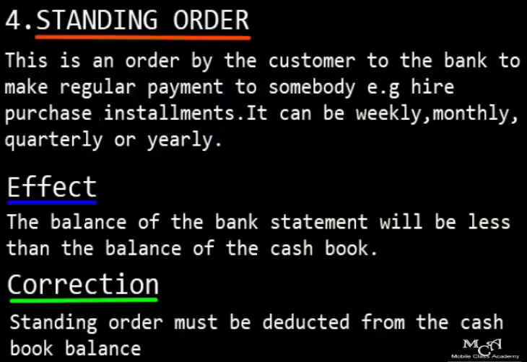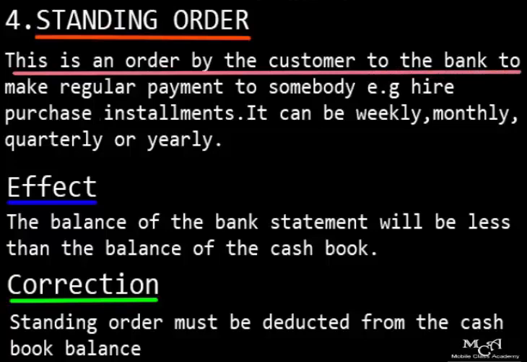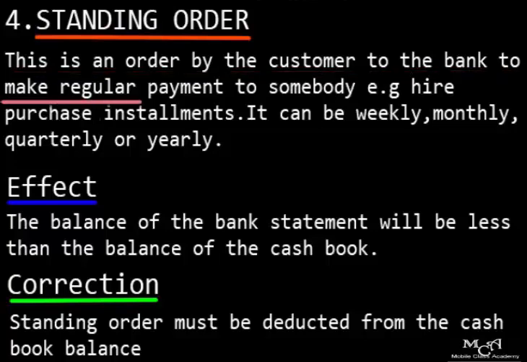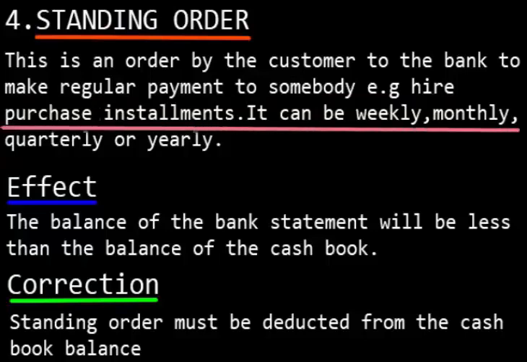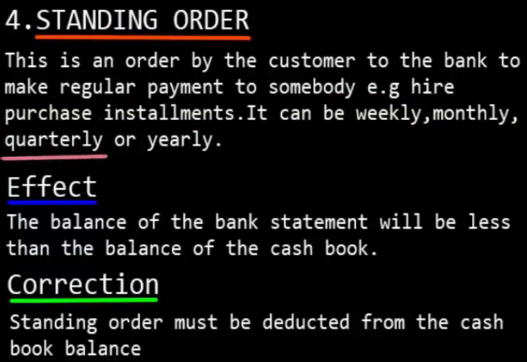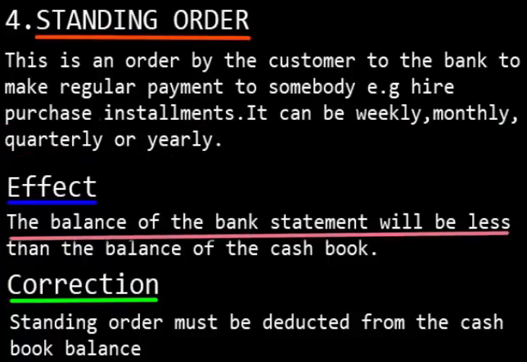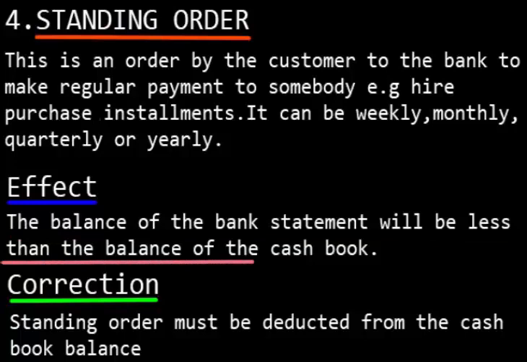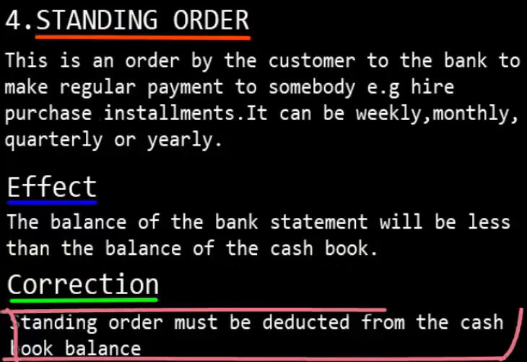Next, let's look at standing order. This is an order by the customer to the bank to make regular payments to somebody, for example, hire purchase installment. It can be weekly, quarterly, or yearly. The effect: the balance of the bank statement will be less than the balance of the cash book. Correction: standing order must be deducted from the cash book balance.